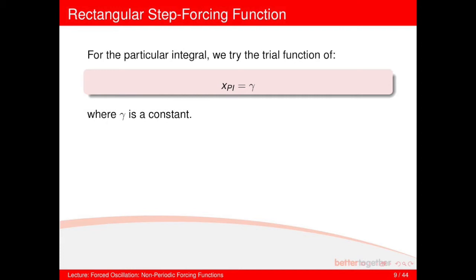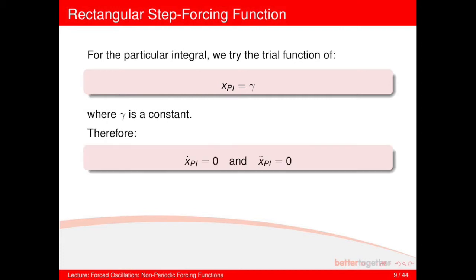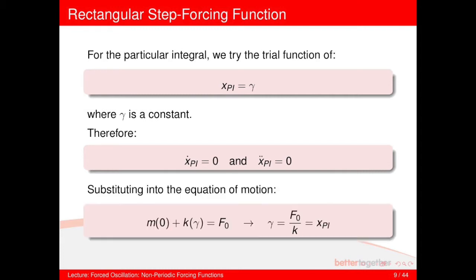But I want to find the value for that constant. So I take my xpi and take the first derivative with respect to time, and that happens to be 0 in this case. I take the second derivative with respect to time, and the derivative of 0 is still 0. So xpi double dot is 0. And I take my value for xpi and xpi double dot, and stick it back into my differential equation.